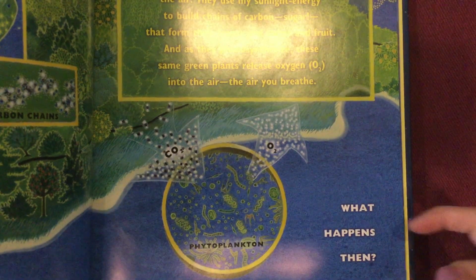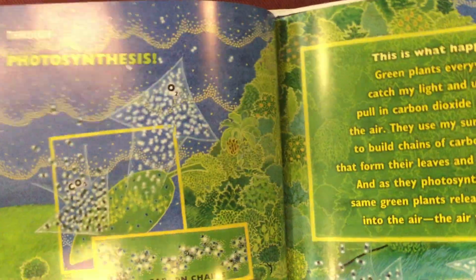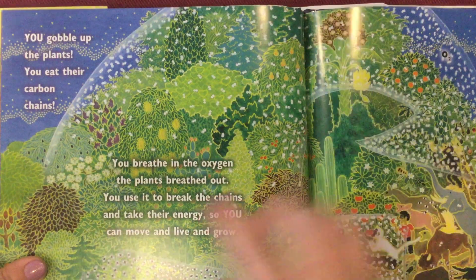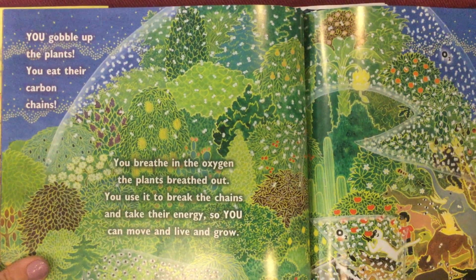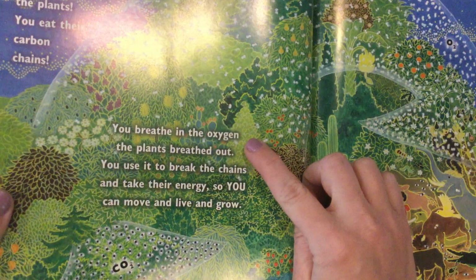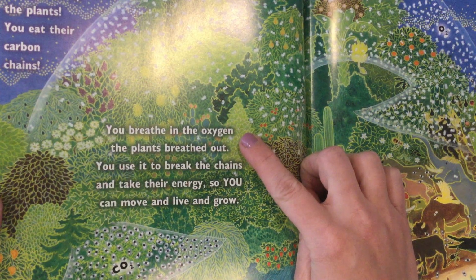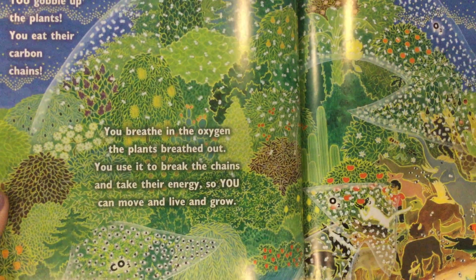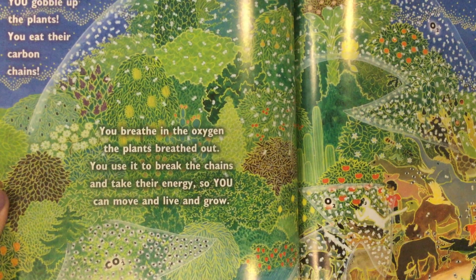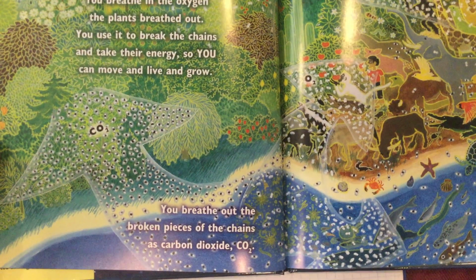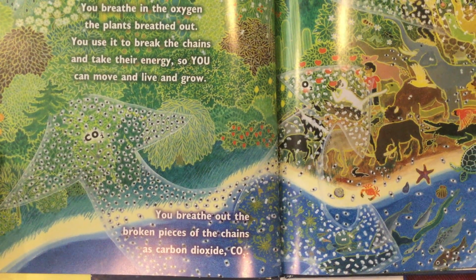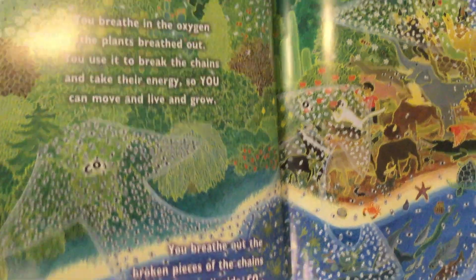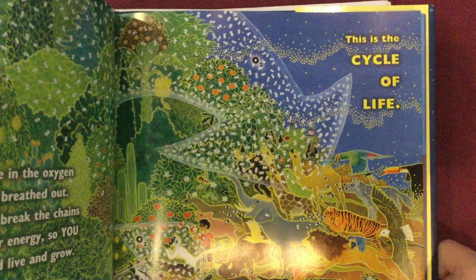Phytoplankton. Well, what happens then? You gobble up the plants. You eat their carbon chains. You breathe in the oxygen the plant breathed out. You use it to break the chains and take their energy so you can move and live and grow. You breathe out the broken pieces of the chains as carbon dioxide, CO2. This is the cycle of life.